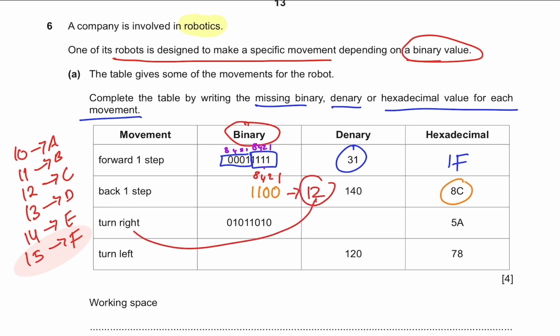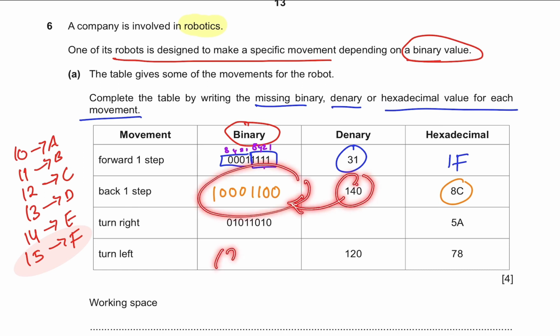So 12 stands for C. Do I have C here? Yes, I do have C here. So that's the same thing. And the next value is 8. You just have to make 8, and I believe everyone knows how to do that in binary. How will you make it? 0, 0, 0 and 1. And then if you convert 140 denary into binary, this is the value you will get.